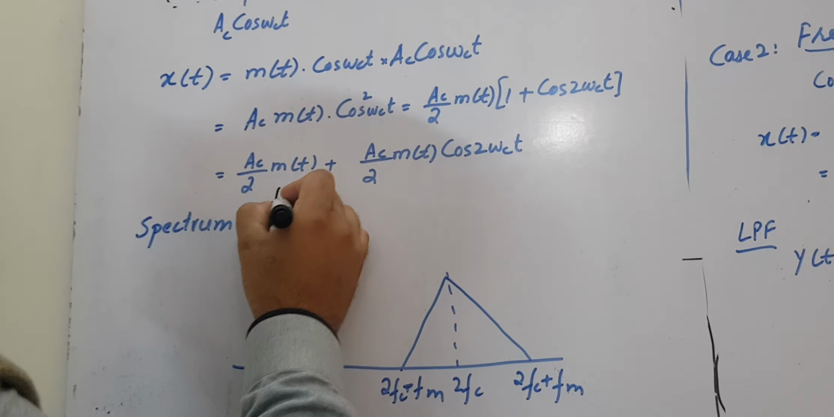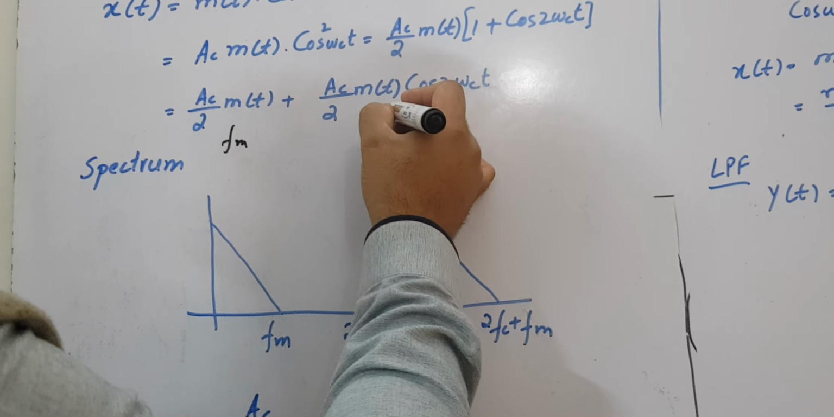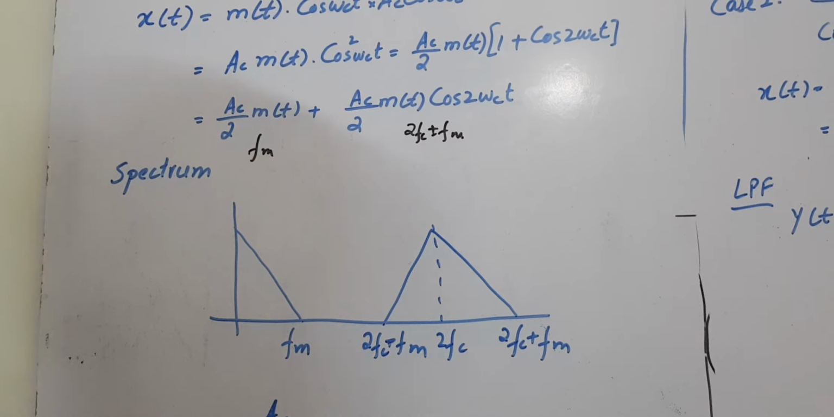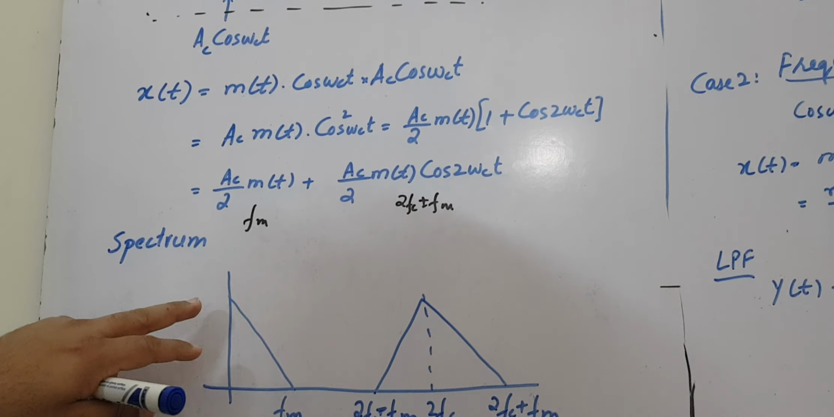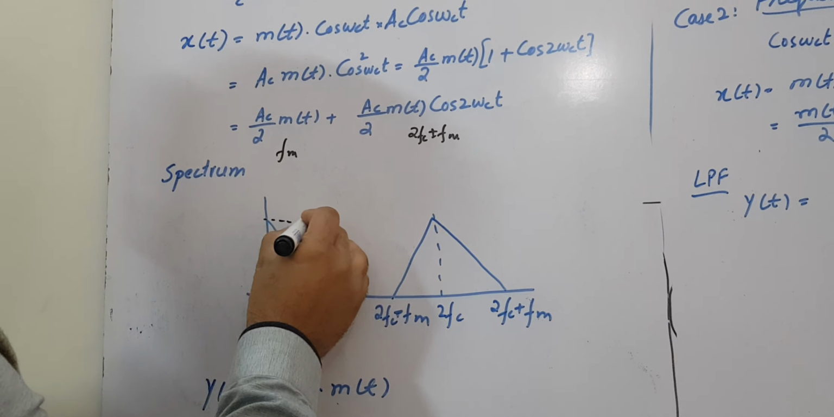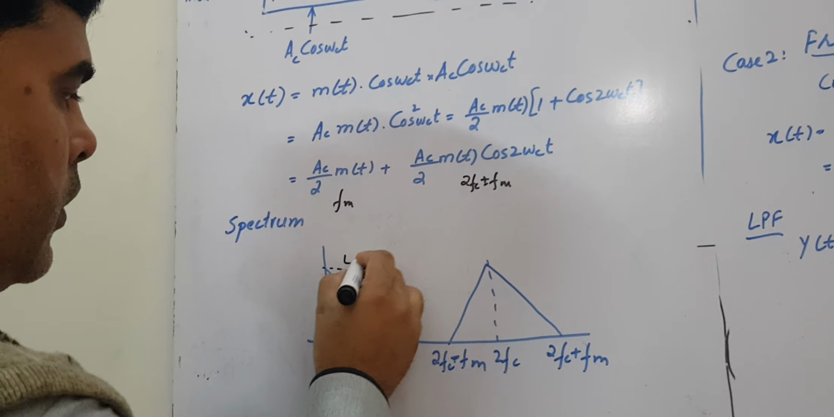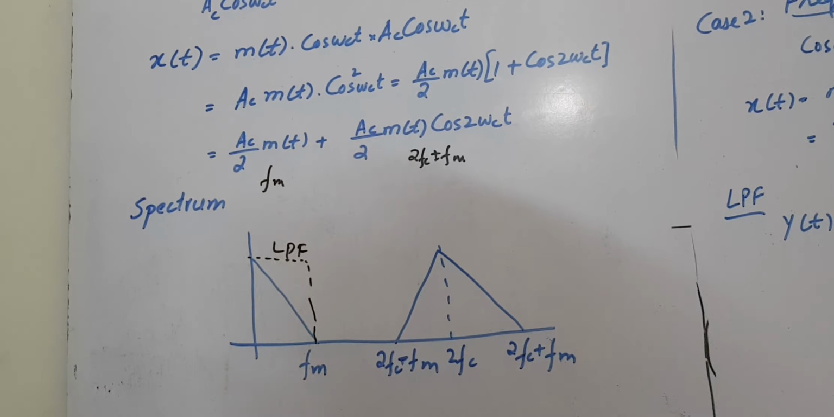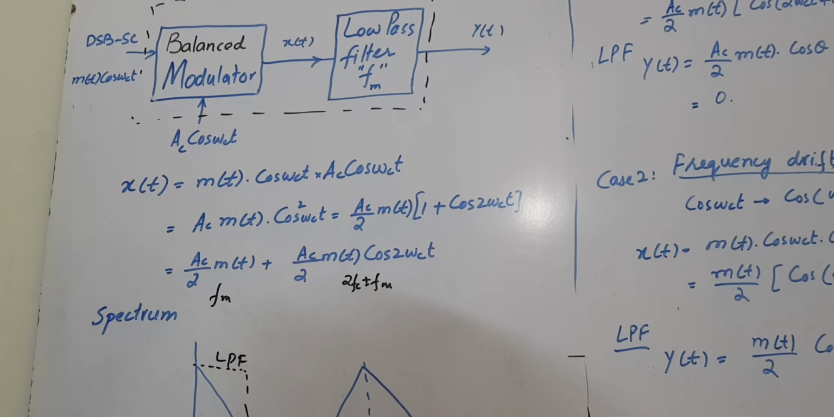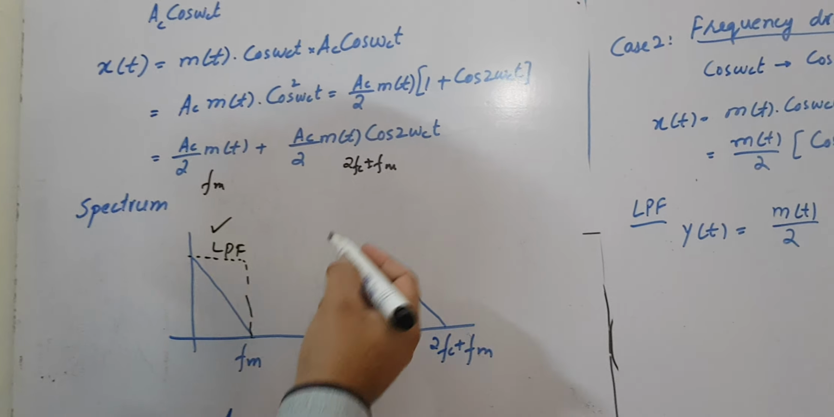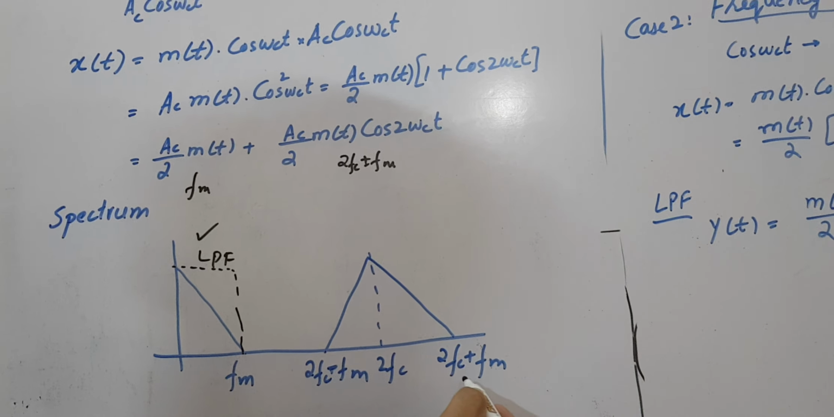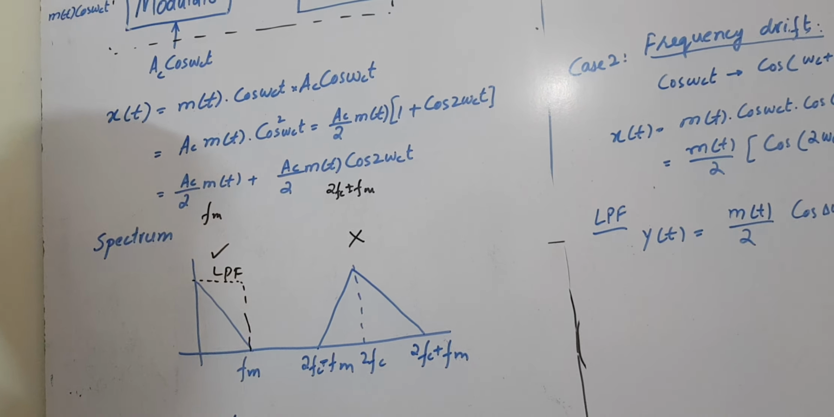The frequency of the first term is fm and the frequency of the second is 2fc plus or minus fm. If we draw the spectrum of that signal, it looks like this. This is the spectrum of the message, and then the low pass filter. The fm component can easily pass through the low pass filter, so this will pass. The second spectrum is centered at 2fc, with 2fc minus fm and 2fc plus fm.